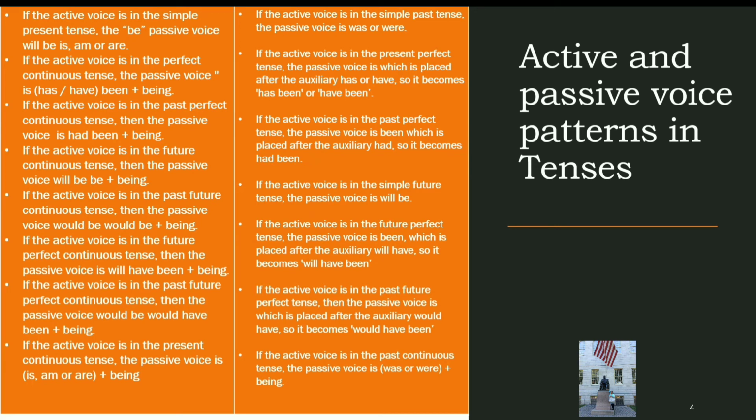If the active voice is in the past future perfect tense, then the passive voice is been, which is placed after the auxiliary would have, so it becomes would have been. If the active voice is in the past continuous tense, the passive voice is was or were plus being. That is about active and passive voice patterns in tenses.